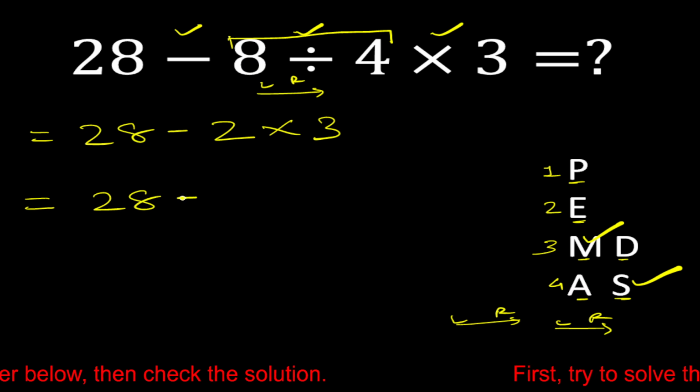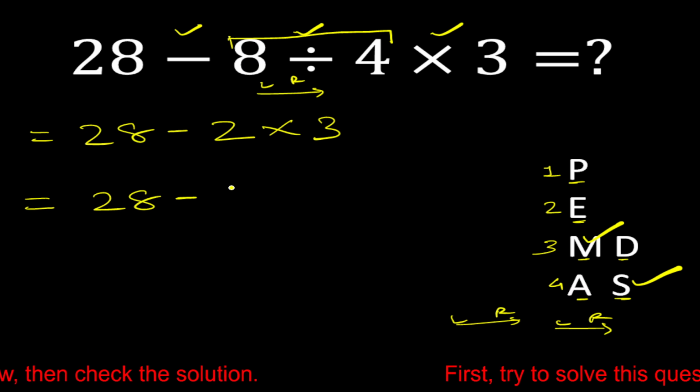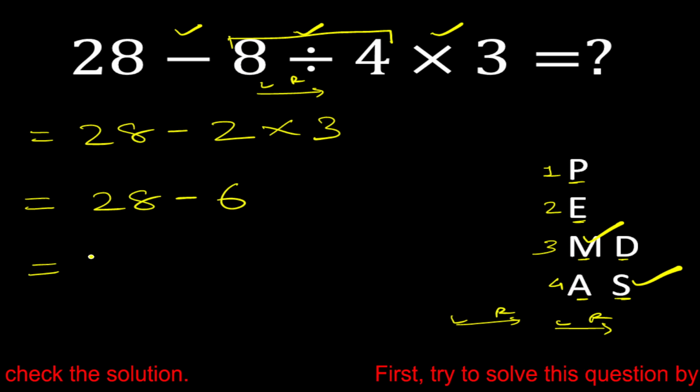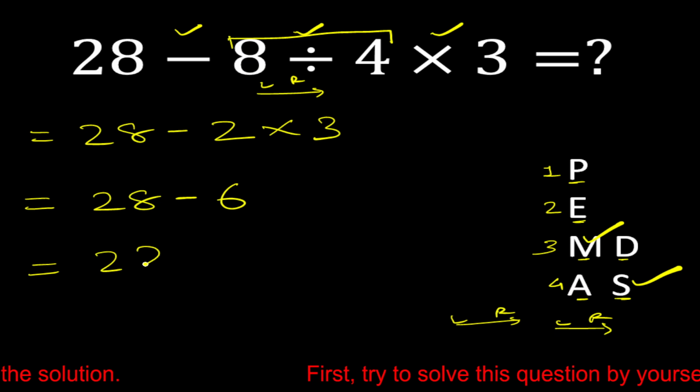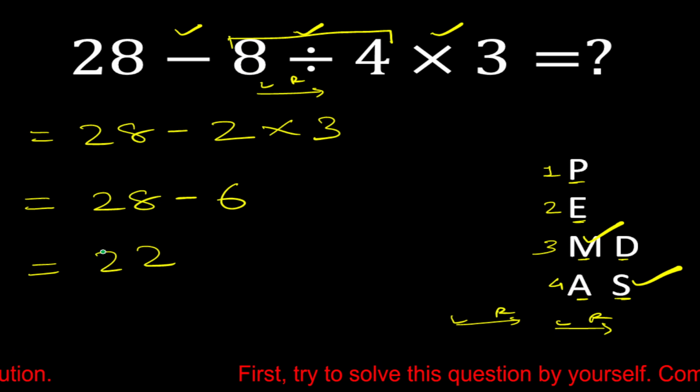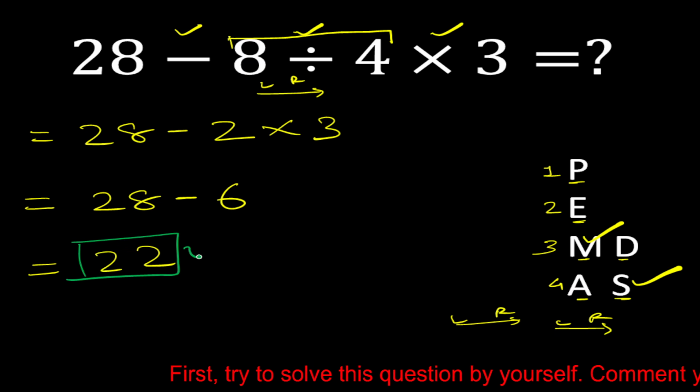So 28 minus, now solve this multiplication, 2 multiply 3 is equal to 6. Now 28 minus 6 is equal to 22. So the correct answer is 22.